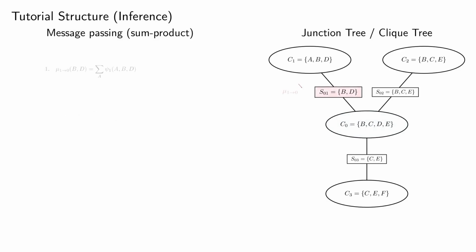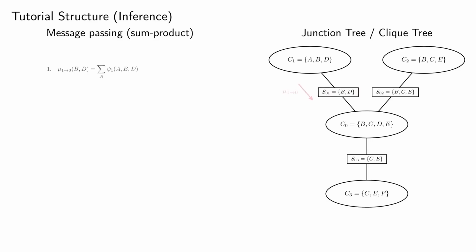First, cluster C1 sends a message to cluster C0. Its variables are A, B, and D, and the separator set is B and D. So variable A is private to the sending side of this edge, so we marginalize it by summing over all of its possible values. The message that crosses the edge is therefore a function of only B and D.